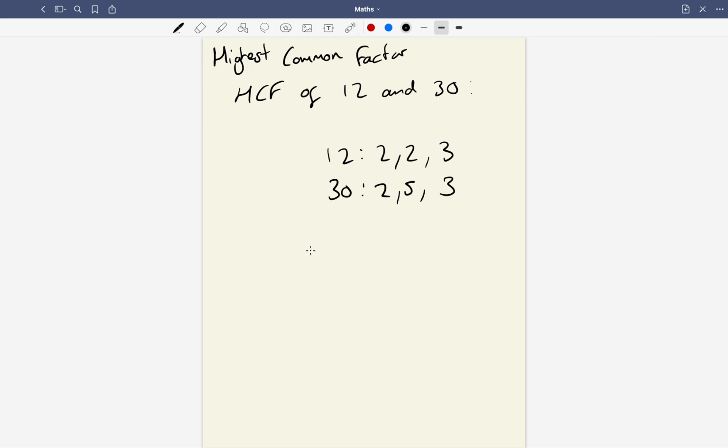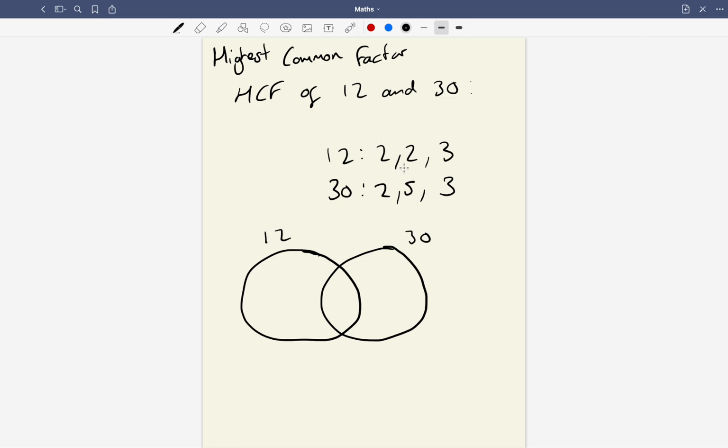So knowing this, you can draw a Venn diagram, which, if you didn't know what that is, is two circles with the intersection in the middle. Label this one 12, label this one 30, and you look at the numbers in both lists that are common. So you've got a 2 in this list and a 2 in this list, and you've got a 3 in this list and a 3 in this list. The reason why we don't include this 2 here is because there isn't a matching 2 on this row to put in there. So what numbers have we got that aren't in both? For 12, it's 2. We've also got 2 and 3 that appear in both lists, and 5 in the 30.